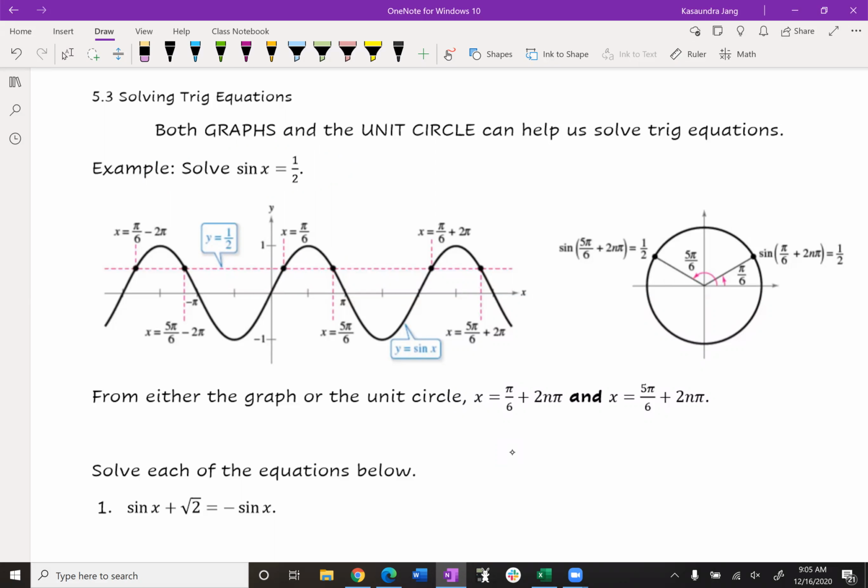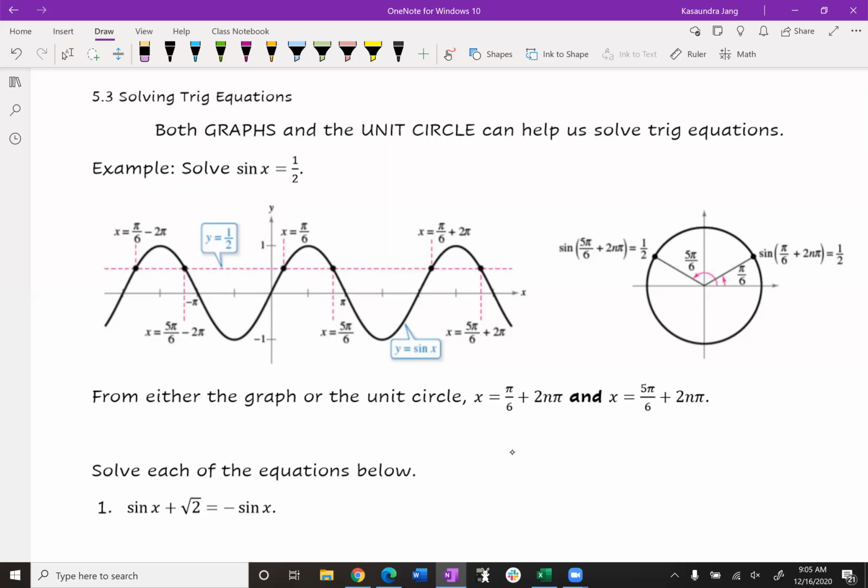So what they're going to do is put pi/6. I see that it hits at this one at pi/6. And then they're adding 2 pi n. So pi/6 plus 2 pi, pi/6 plus another 2 pi, it's going to repeat. It's going to hit that point over and over and over again.